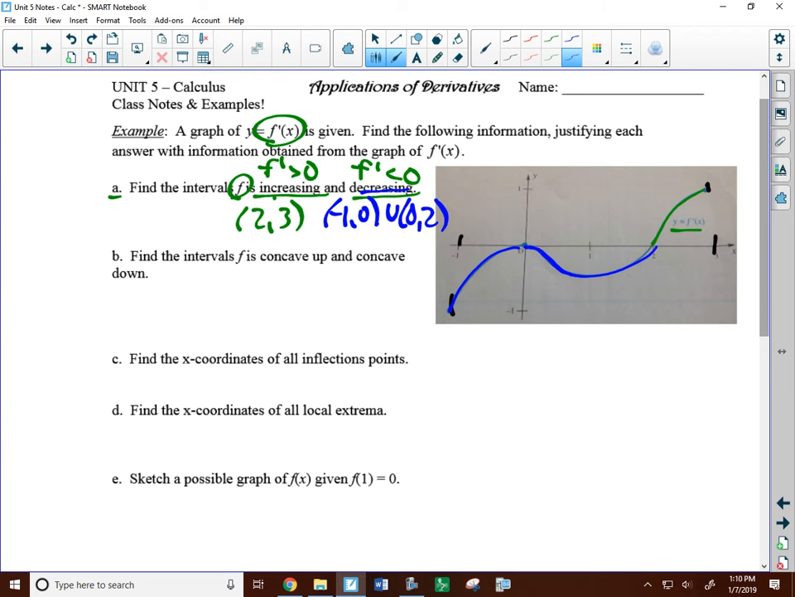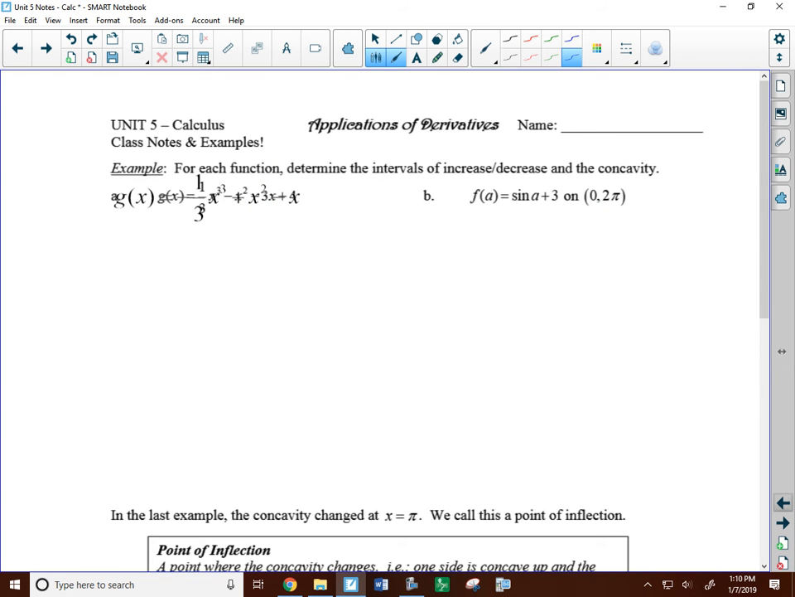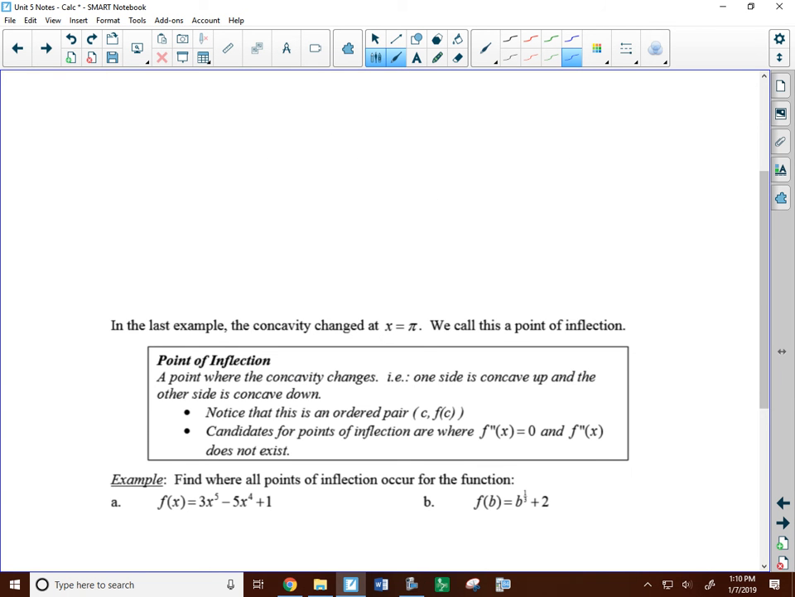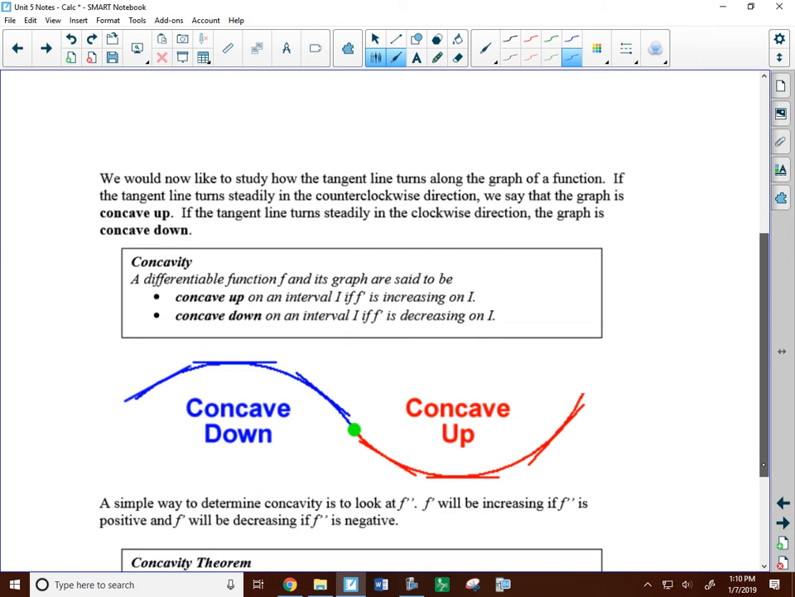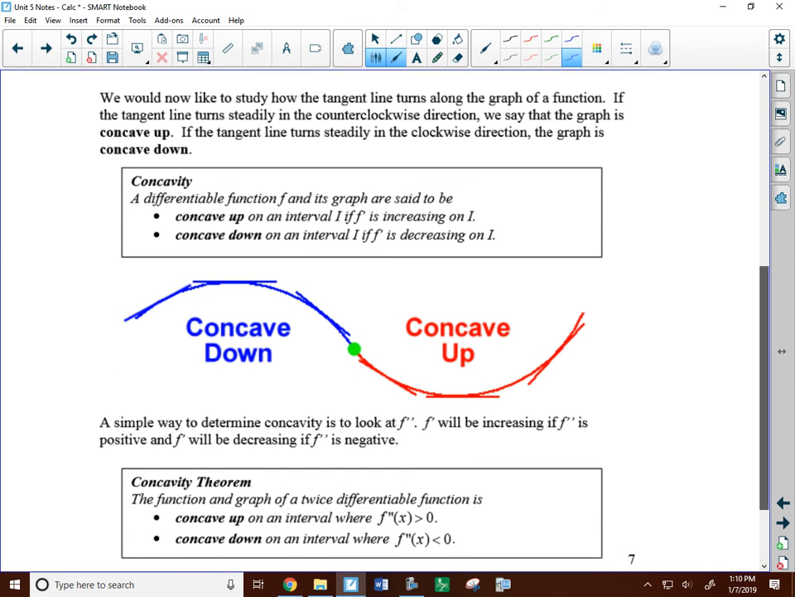Let me do part B. A and B kind of go together, C and D as well. So let me do part B and then see what questions I can answer. Find the intervals where f is concave up and concave down. So maybe you can go back 2 pages. Concave up and concave down.